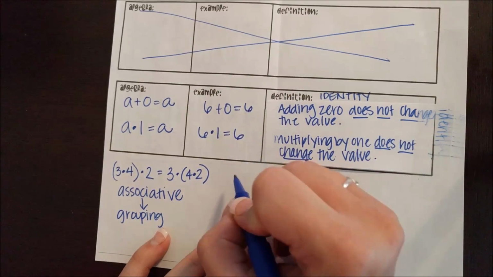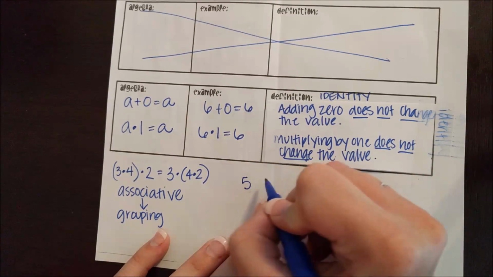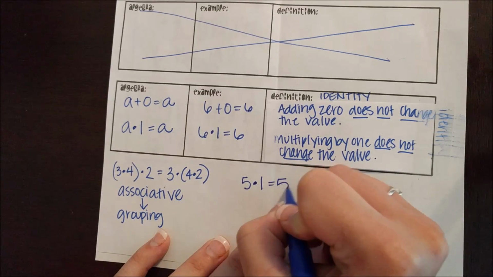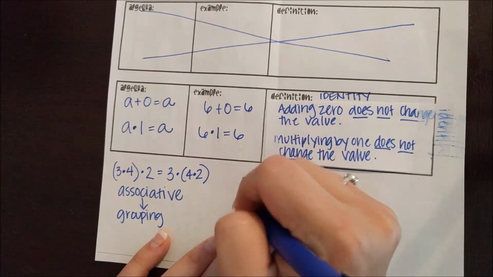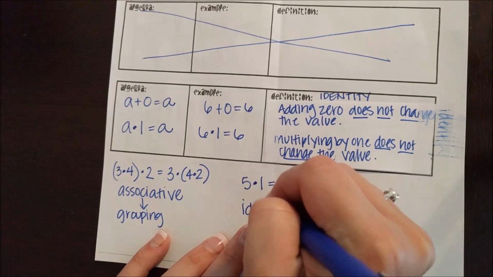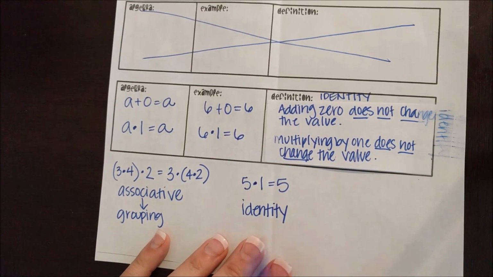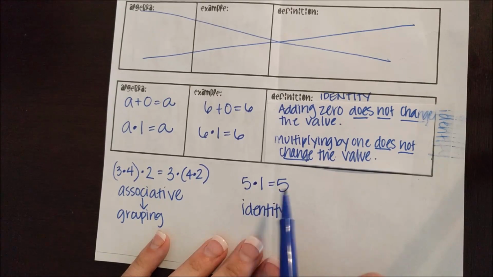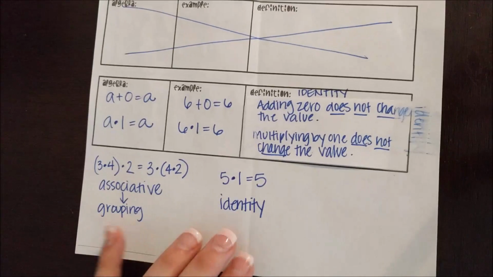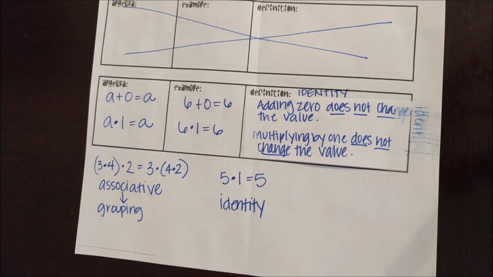What about this one? 5 times 1. Which property is that? Good, the identity property. Okay, the identity property. I multiplied 5 by 1, but I still got 5. I did not change 5's identity. I still get 5.